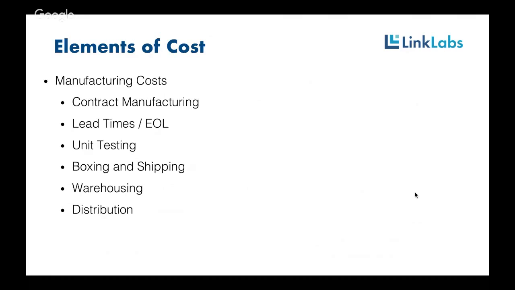Managing lead times and end of life on components. Chips go out of fashion, different parts can be end of life, and managing the amount of inventory that you have and being able to continue to buy your product as you build it is critical. Unit testing, most of these products need to be tested one by one as they come off the assembly line to ensure that they function. Things get put in boxes, they get shipped around the warehouse, and distribution of product all is adding cost to your product as it's rolling out.